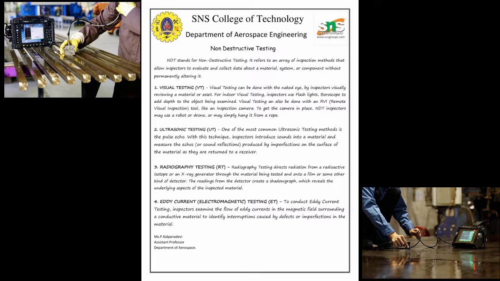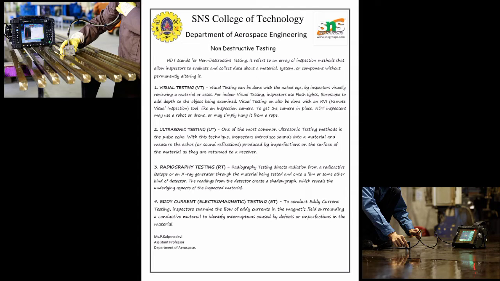It refers to an array of inspection methods that allow inspectors to evaluate and collect data about a material, system or component without permanently altering it. It means without permanently damaging it. Without any damage, we can find out the flaws or cracks inside the material without damaging it. And it can be categorized.